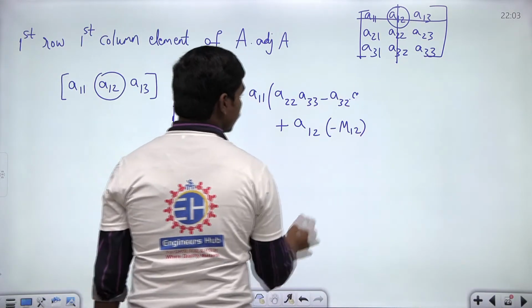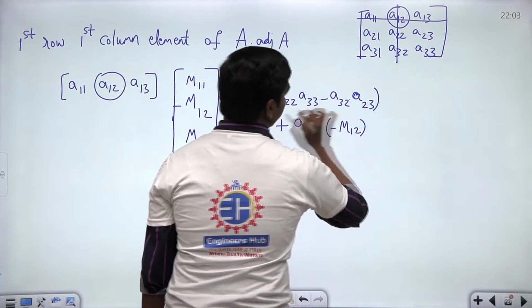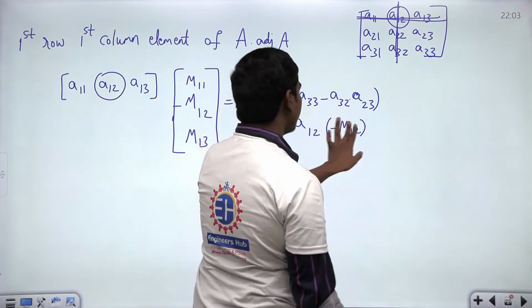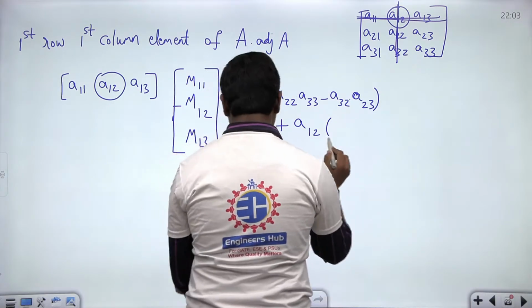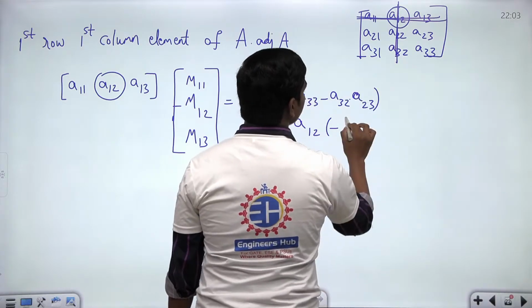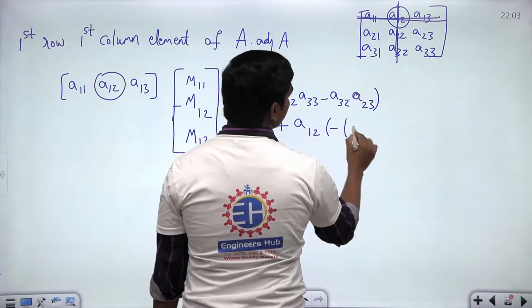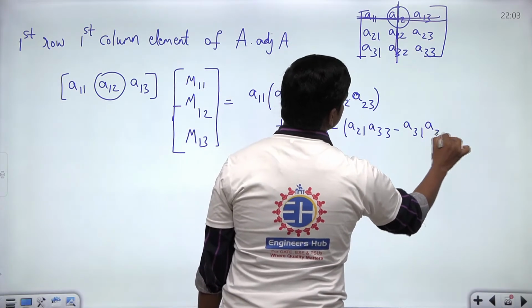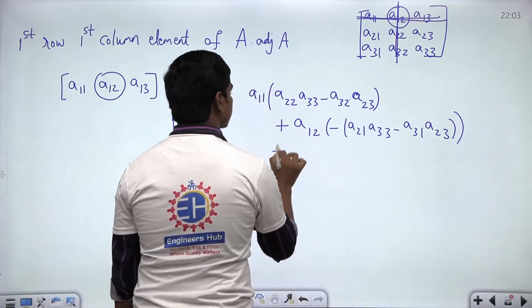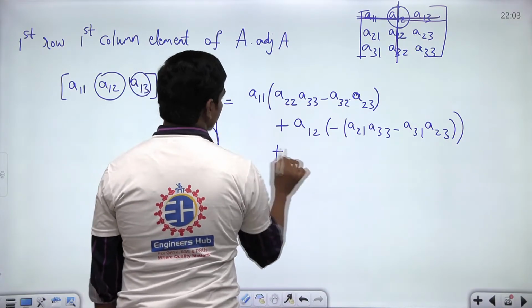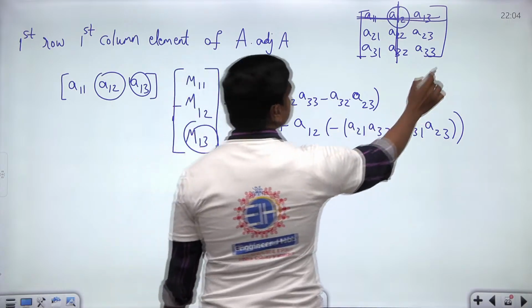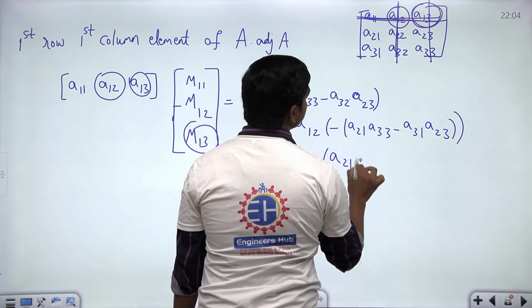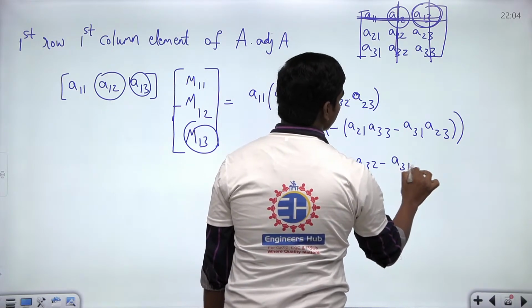Thank you Sridevi. A23, okay, fine. So if you delete these two, then we have this value of M12 as, of course this minus sign retains, A21 A33 minus A31 A23. This is what we have, correct, plus A13 into M13. So A13 into M13 is nothing but the minor of this element. So if you delete these two, you have A21 A32 minus A31 A22.